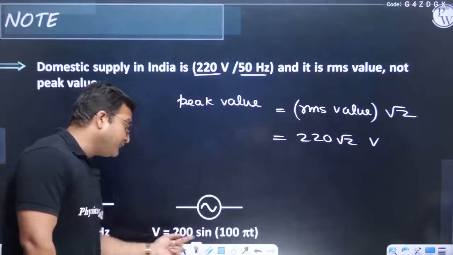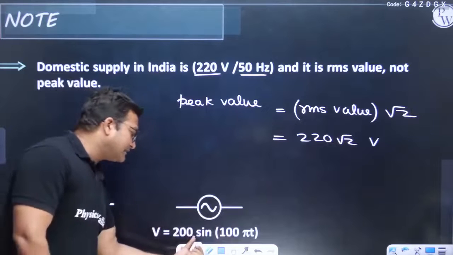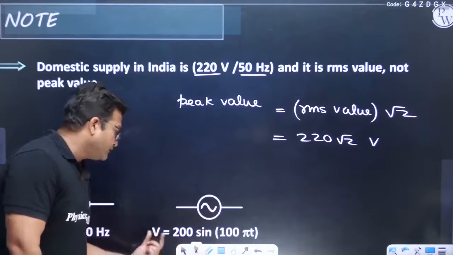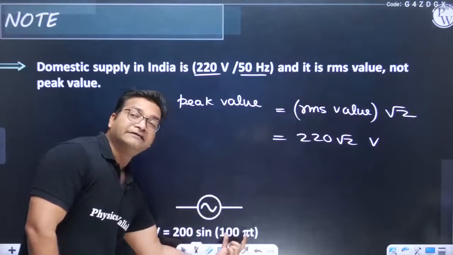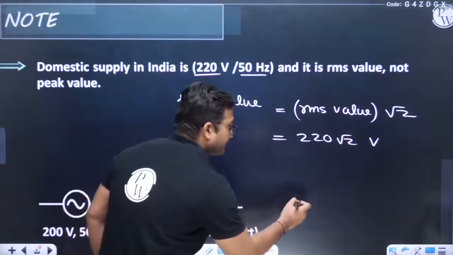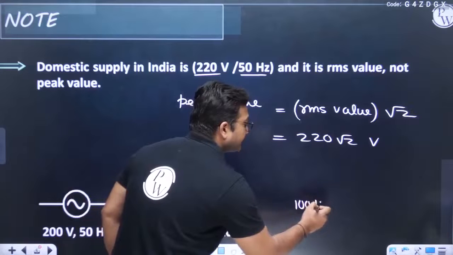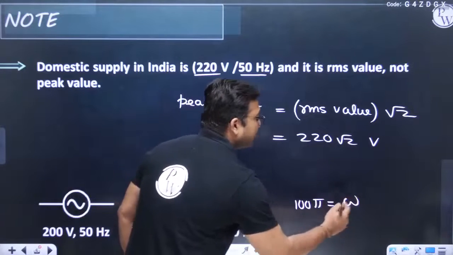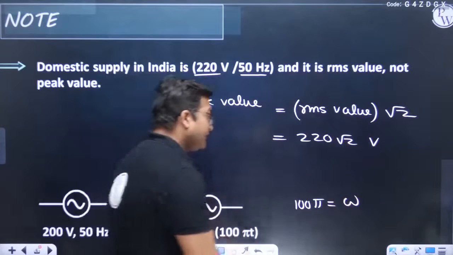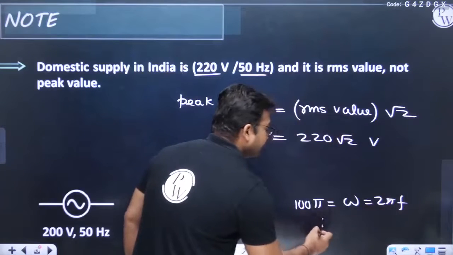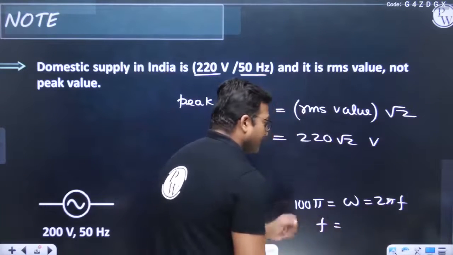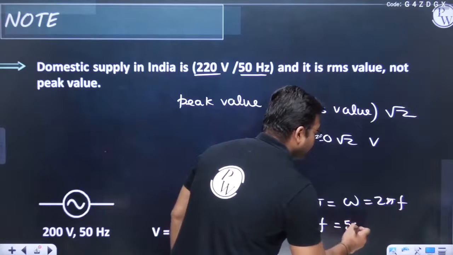If it is written with a function, you can easily see the maximum value of sine theta is 1. So the maximum value of voltage would be 200, and 100 pi is actually omega. Omega is angular frequency, which is equal to 2 pi f. So obviously f equals omega upon 2 pi, that is 50 hertz.